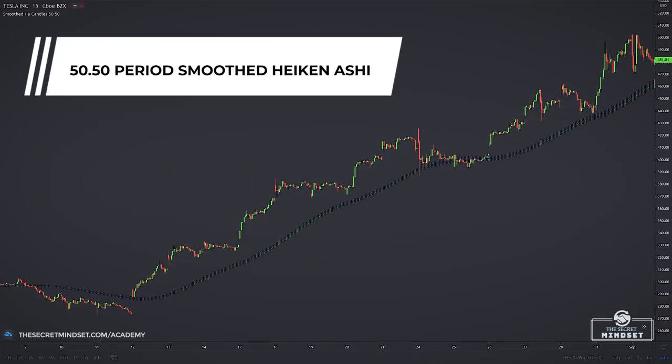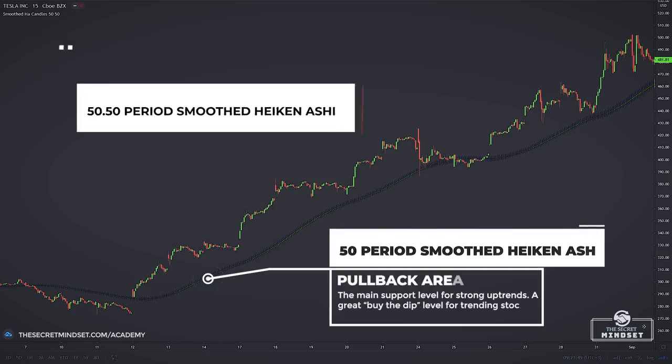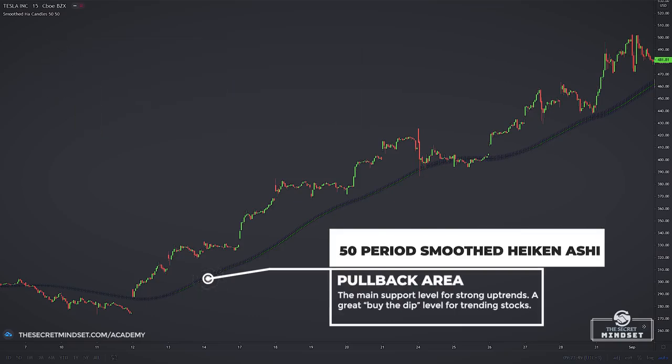The 50-period smoothed Heiken Ashi is the line that strong leading stocks typically pull back to. This is usually the main support level for strong uptrends. Most bull markets and uptrends will usually pull back to this level. From my backtesting, the 50-period smoothed Heiken Ashi is generally a great buy the dip level.